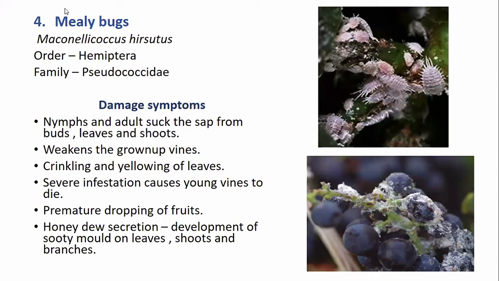During the sucking of sap, honeydew secretion occurs. From the honeydew secretion, sooty mold development occurs, so photosynthesis is also affected, with sooty mold developing on leaves, shoots and branches. Here you can see the mealybug development affecting the bunch of fruit.